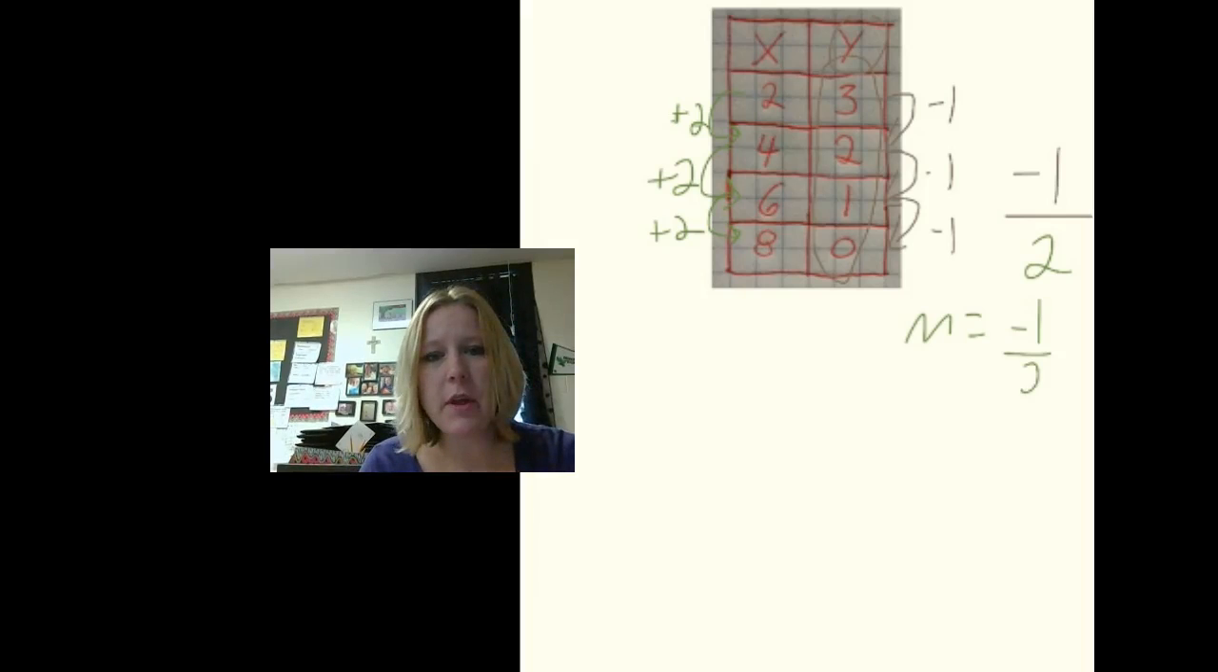So our slope is -1/2. We've got that part of our formula ready to go. Step 1 is complete, and we are ready to move into step 2. Step 2, find the y-intercept: increase or decrease the y's until you get to where x is 0. So that is going to be our step 2.